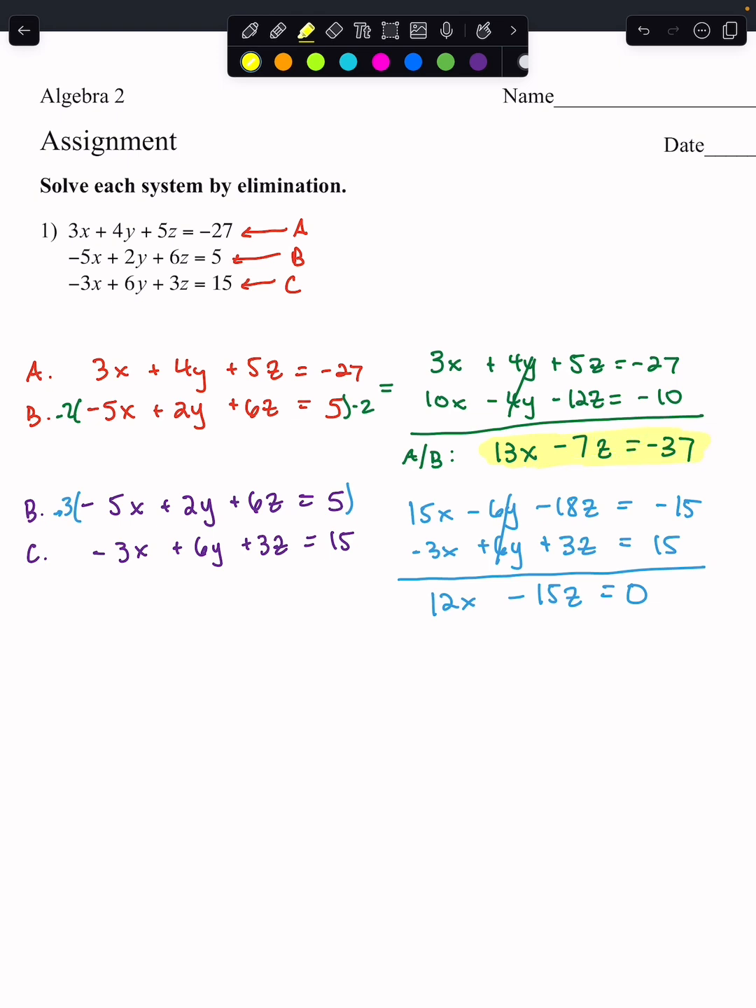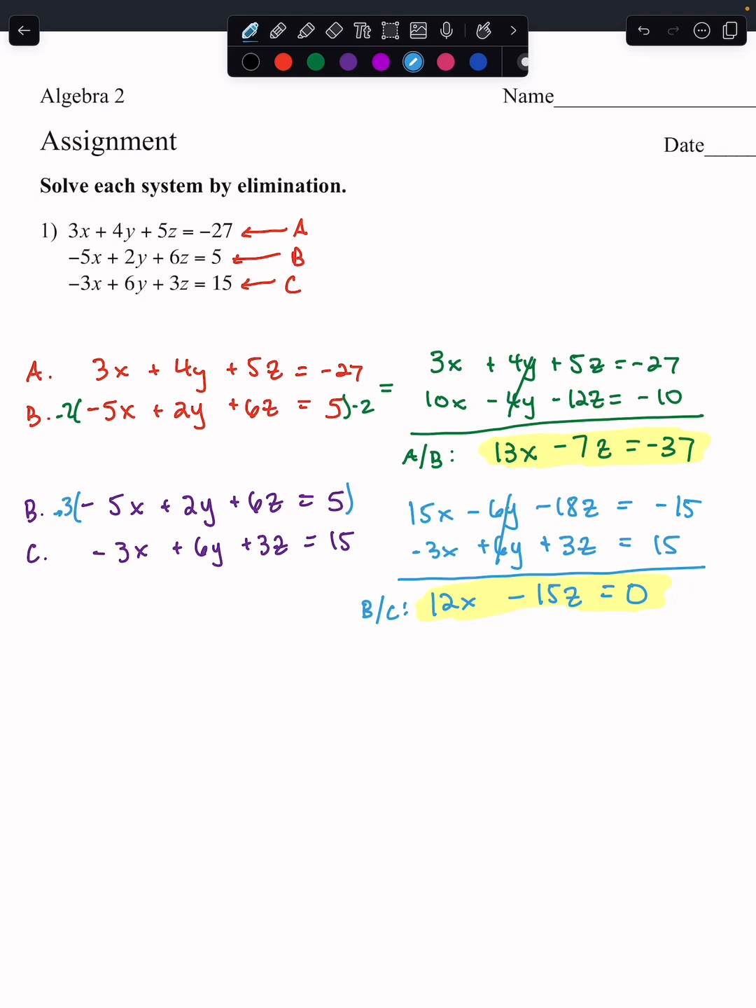Okay, so this is important, and this one is important. And then I'm also going to label this, because this was my BC combination. Now I've eliminated y's. Cool, y's are gone. But now I can't solve it until I eliminate another variable. But instead of going back to the beginning, we're going to write down our combinations.